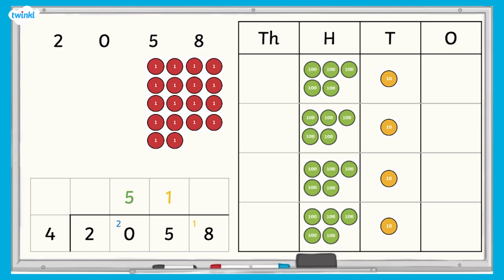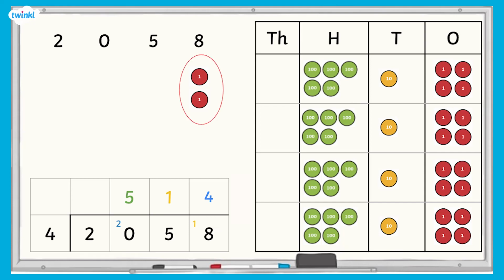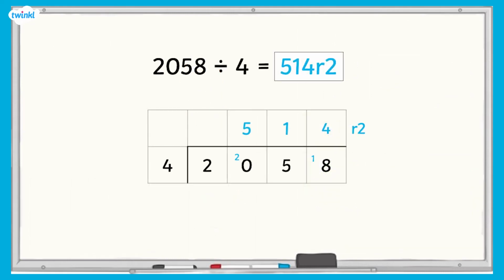Finally, we divide the ones. 18 ones divided by 4 equals 4 ones with 2 left over. We write a 4 in the ones column above the line. As we can't divide the final 2 ones equally into 4 groups, this is our remainder. We write this using a lowercase r, like this. 2,058 divided by 4 equals 514, remainder 2.